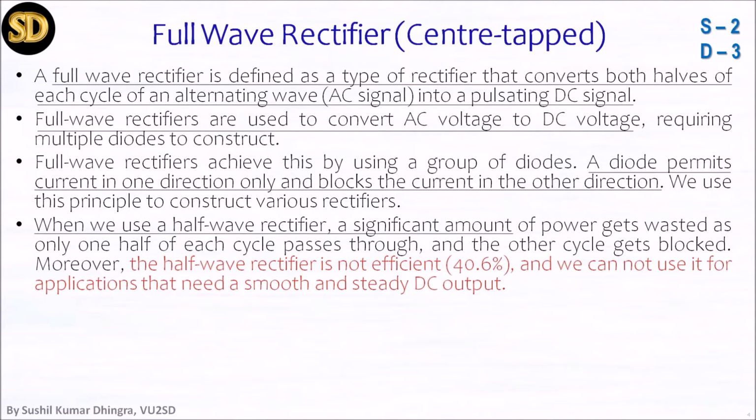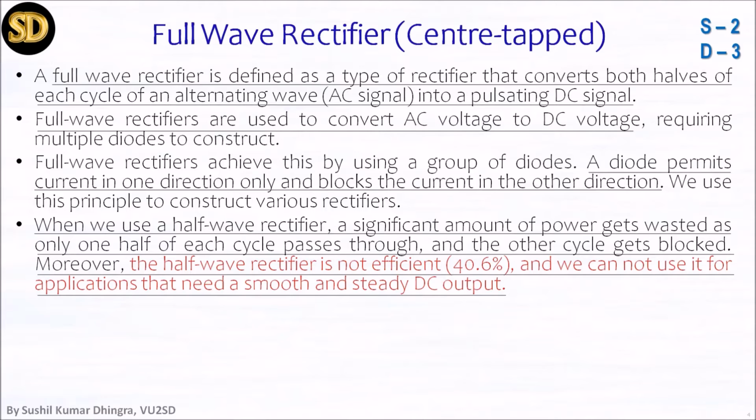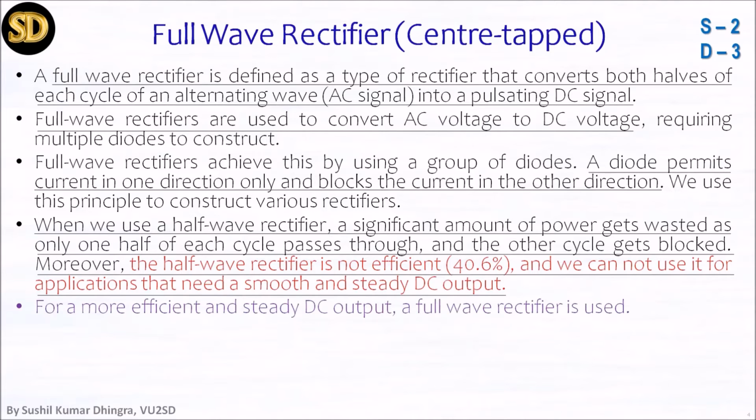When we use a half wave rectifier, a significant amount of power gets wasted, as only one half of each cycle passes through and the other half gets blocked. Moreover, the half wave rectifier is not efficient, so we cannot use it for applications that need a smooth and steady output. For a more efficient and steady DC output, a full wave rectifier is used.